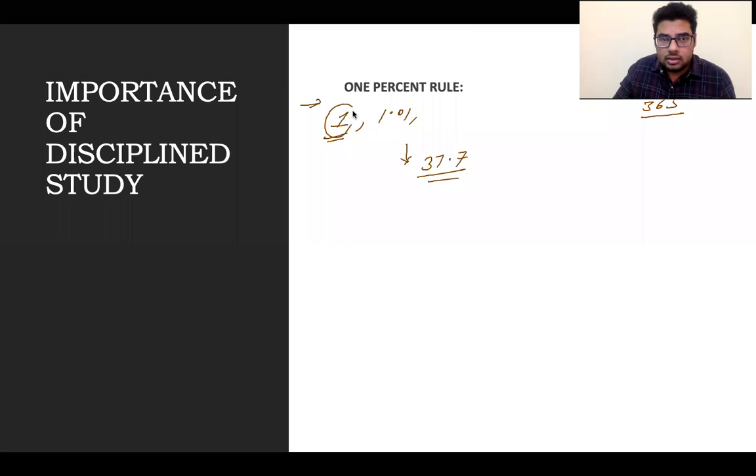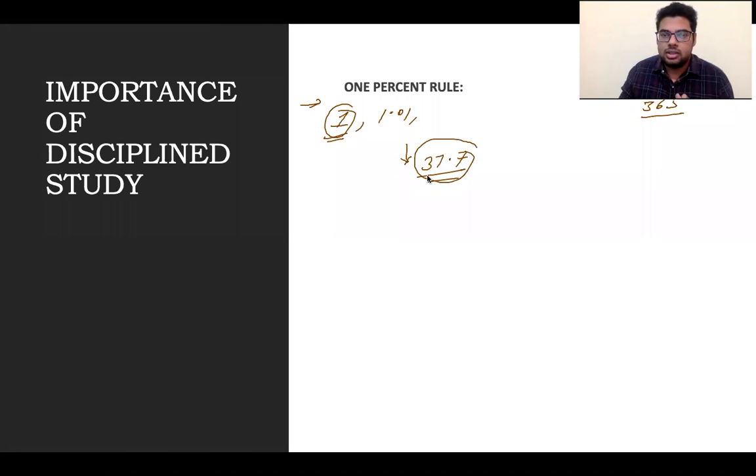So from 1, if you keep on improving by 0.01 times, that is 1 by 100, which is 1% of your current capability, right? So in the entire year, you will be 37.7 times of what you are today. Can you imagine this difference, right?